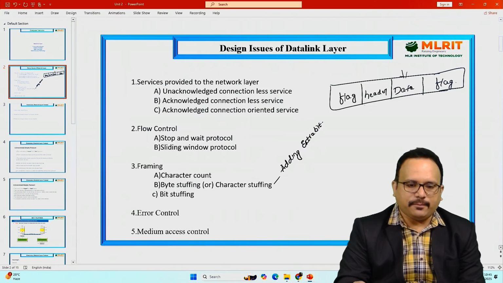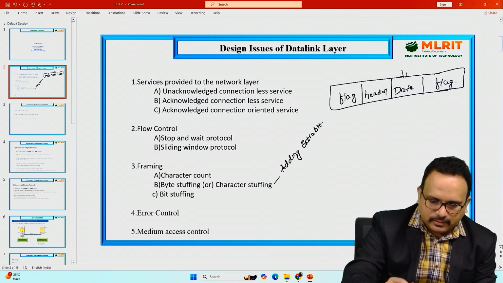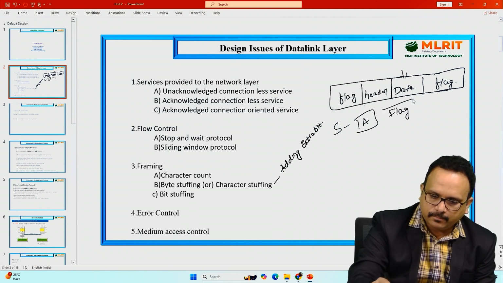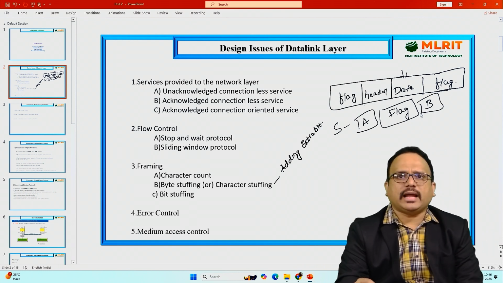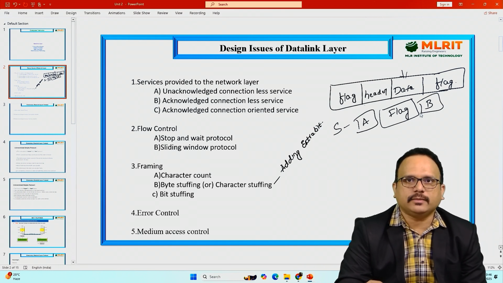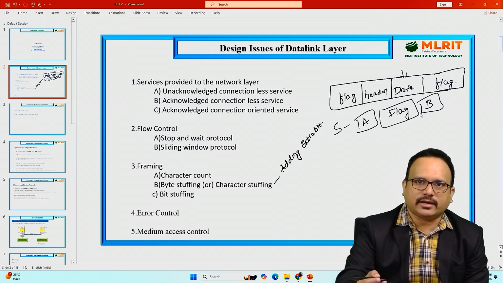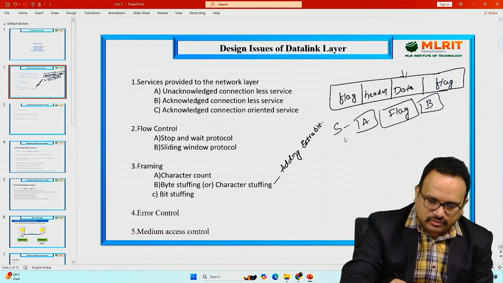For example, the data being transmitted by the sender is A, some flag, and B. Whenever a special character is identified by the sender, what he will do is add one more extra character called the escape character. So this is before stuffing.